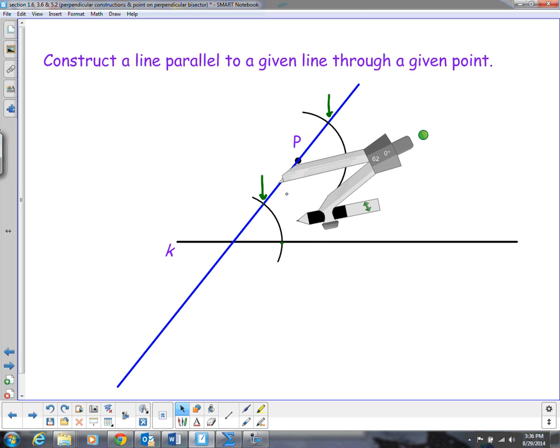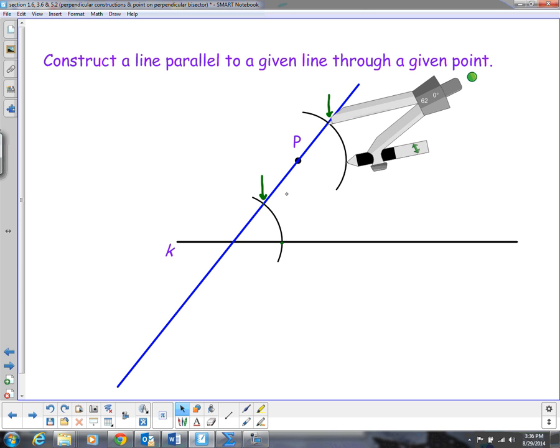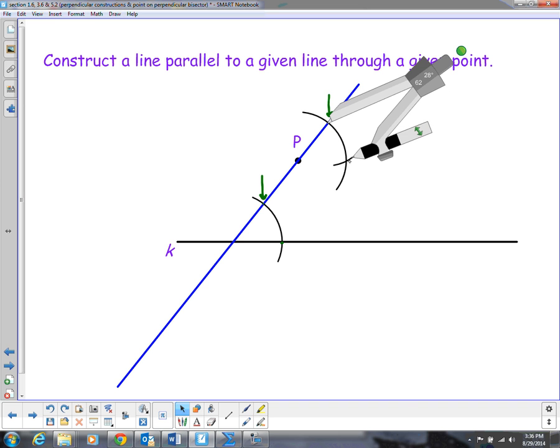So I'm going to slide this up, keeping this opening the same, and now the goal is to make an intersection. Intersect that arc that you drew initially. And now that point of intersection and this point right there are going to be connected with a line. And I didn't do a very good job. Mine needs to go up a little bit. And that's how we do a parallel.